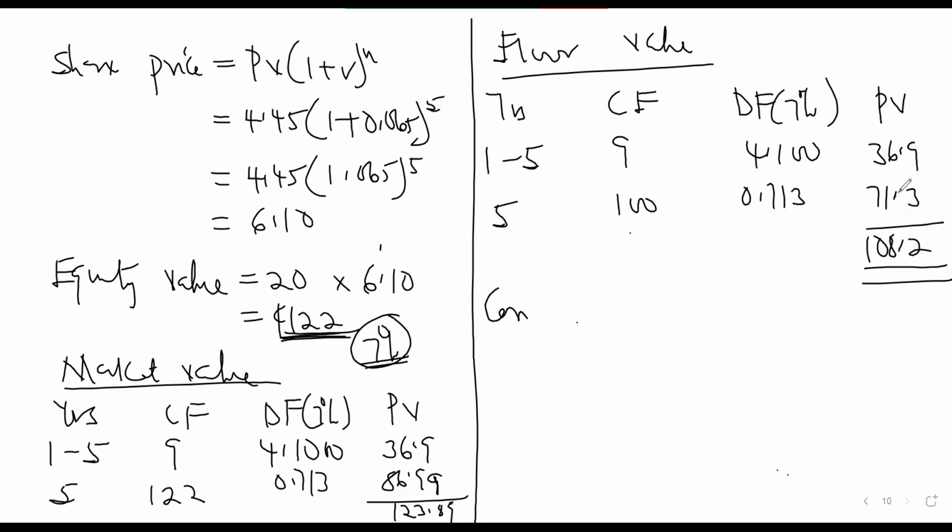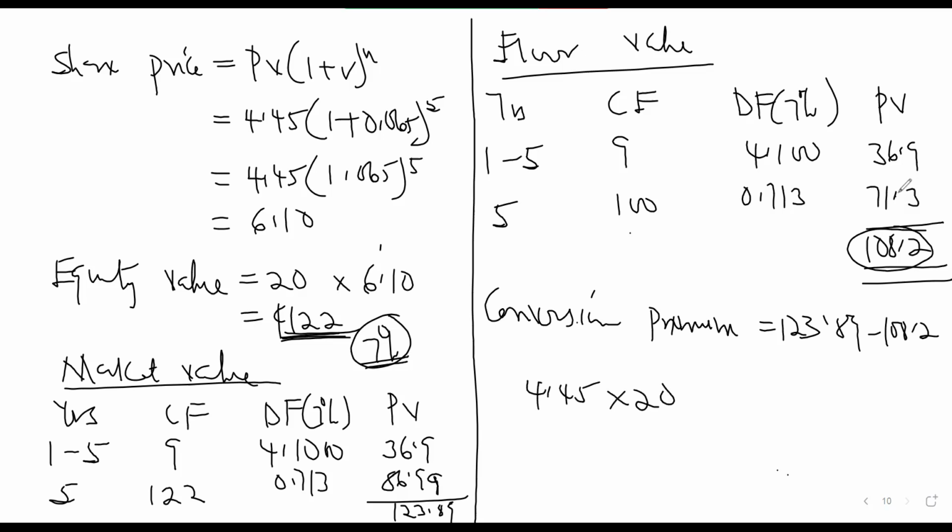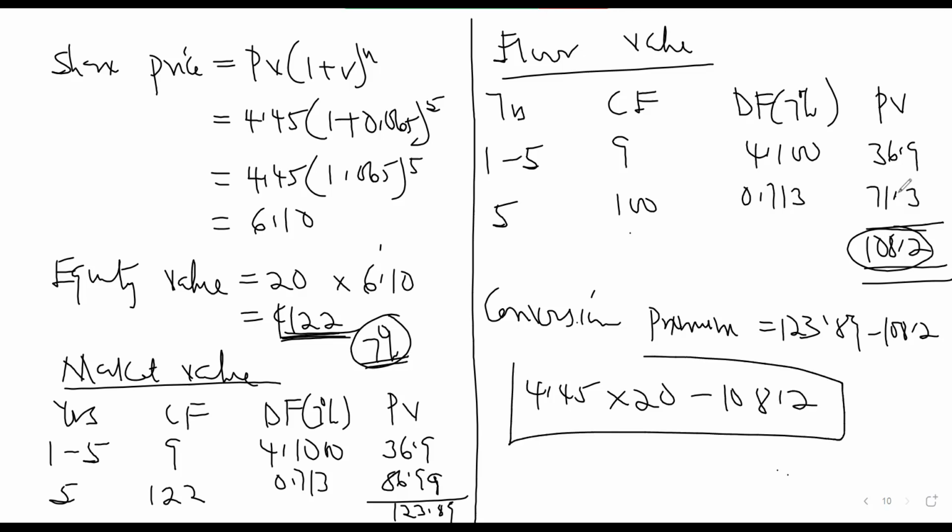So the conversion premium. Okay. So you can do the 123.89 and 108.2. Another way of doing it is that for the conversion premium, you can look at the current market value of the debt and also if you want to convert now, what's the current value? It will be 4.45 times the 20. Then you subtract it from 108.2. Okay, you can do the two like this. There will not be any problem.